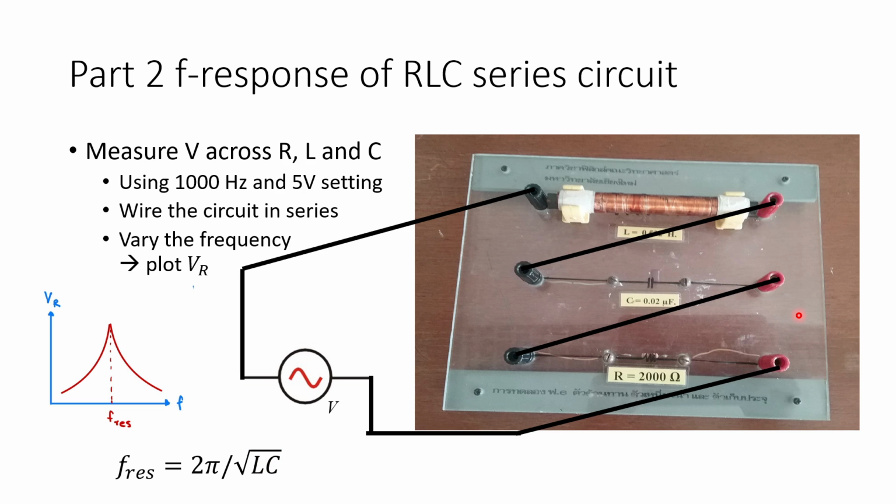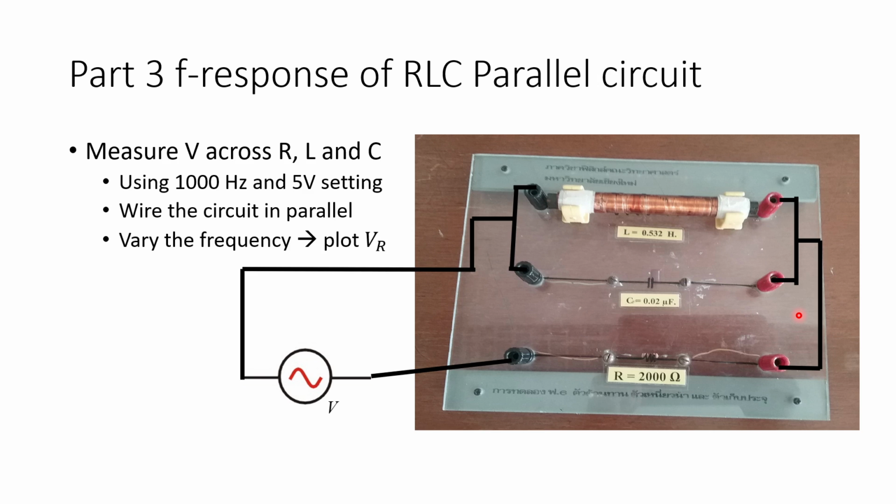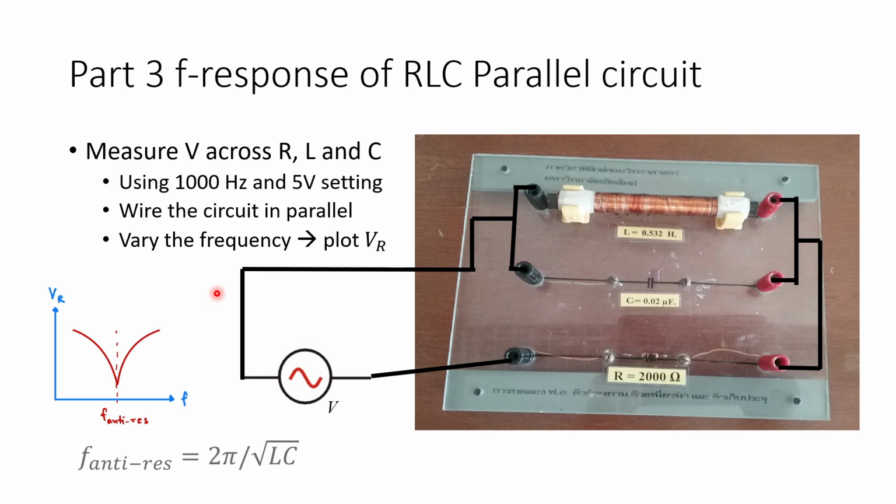Alright, on the third part you do the same thing, but instead you connect the modified parallel circuit. So you connect R to the L and C that are connected in parallel to one another. Then plot VR versus frequency again, but this time you're going to get a reverse relation, where VR is minimized when the frequency reaches the anti-resonant frequency. You can still use the same relation, just the voltage across R is going to drop when it reaches the anti-resonant frequency.